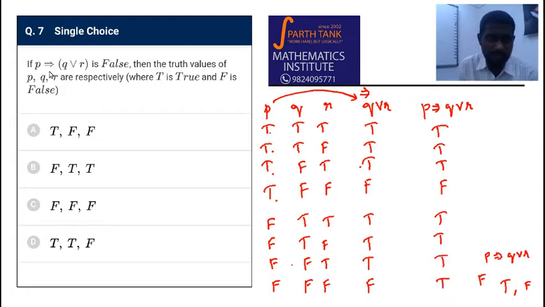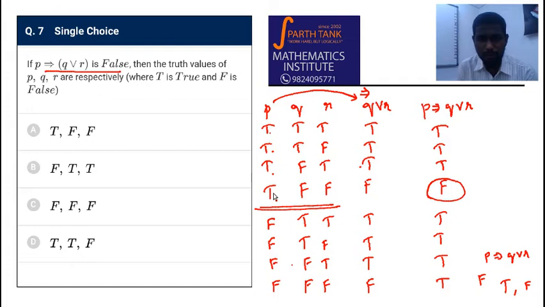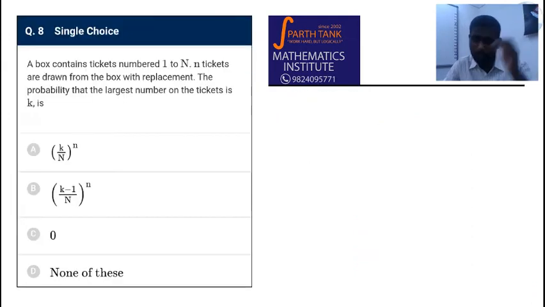So they've said that this is false, which comes only for one combination, and which is this. So P, Q, R should be true, false, false. Okay. So the answer to this is option A, true, false, false. Very simple. Now 8 is a bit tricky question.